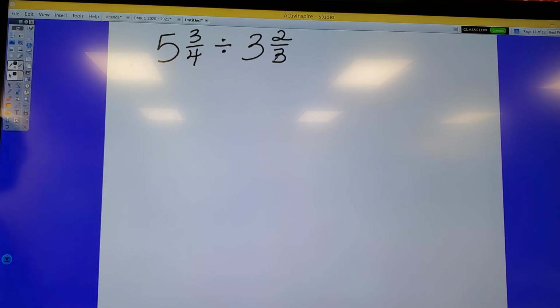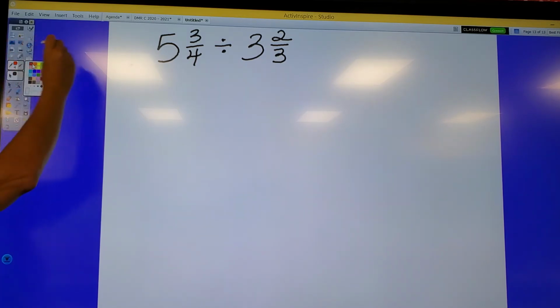Now, these are the time-consuming problems, because first thing you have to do is change them both into improper fractions. Then you have to do same change flip. Then you have to multiply. And then you have to put it back into a mixed number. So it is time-consuming. So let's go ahead and first change these into improper fractions.